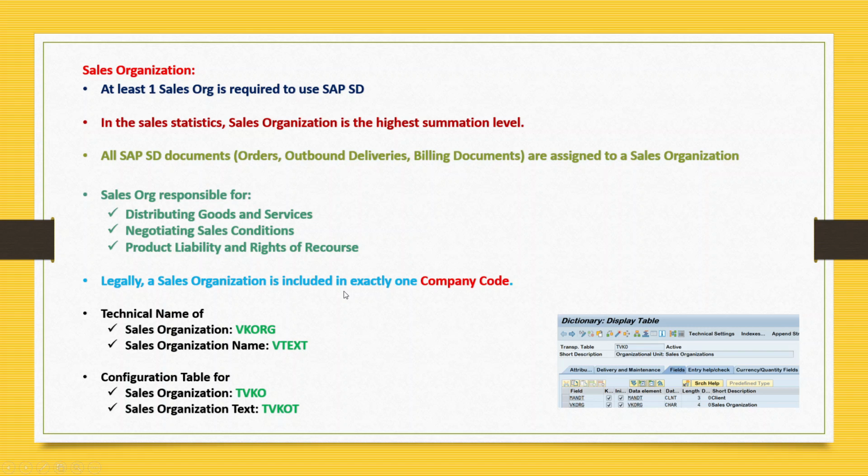And the sales organization is included in exactly one company code. That means we can assign the sales organization to only one company code in the system. When we talk about the sales organization, there is a technical name. Whenever you refer to sales organization, you have to refer to it as VKORG, and the name is VTEXT. The configuration tables are TVKO and TVKOT.